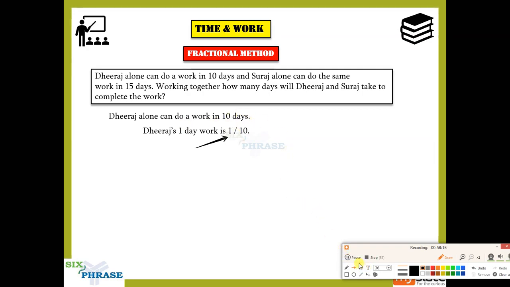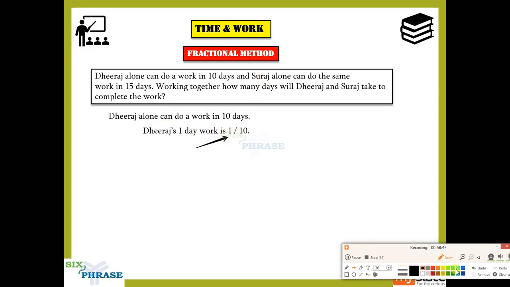So if anybody asks you what is the relationship between time and work, you ask them, by work what do they mean? Do they mean the work done, or do they mean rate of work? It depends upon that. If it is the relationship between time and work done, they are directly proportionate. If it is a relationship between time and efficiency or work done per hour, they are inversely proportionate. So that is why 10 days becomes 1 by 10.